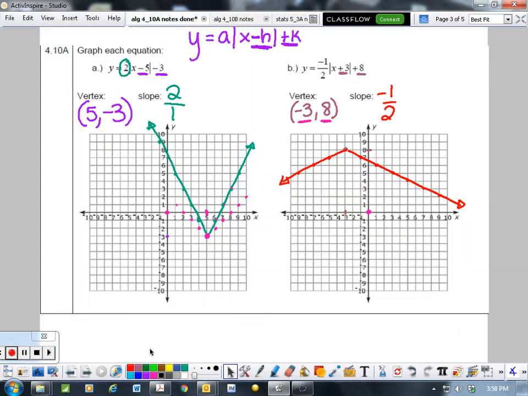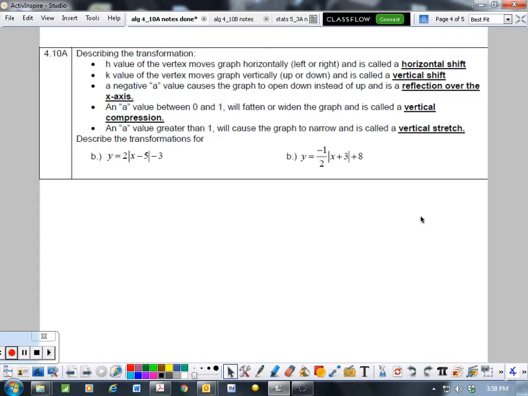Okay, so let's now go back. And here's your little cheat sheet on how to describe this. Our H value is going to move it left or right, and we call that a horizontal shift. Kind of like the horizon goes side to side, kind of like the x-axis. That's what our H value does. It moves it side to side, right or left.